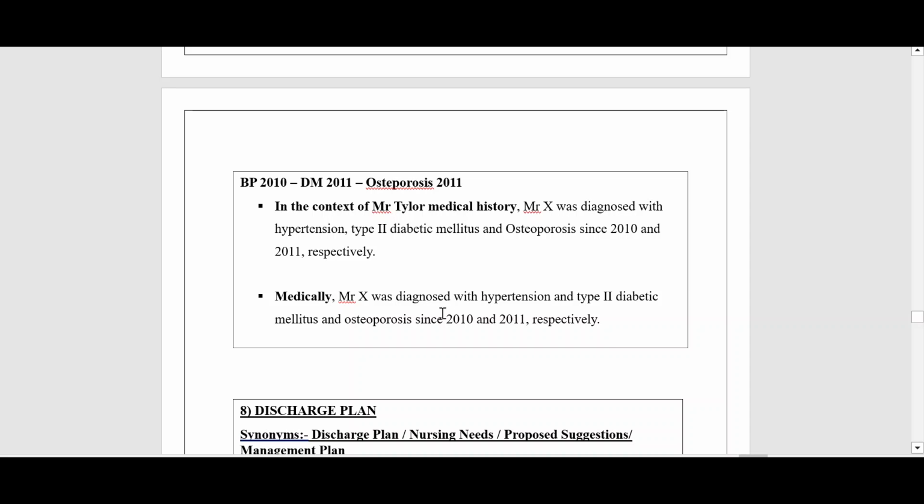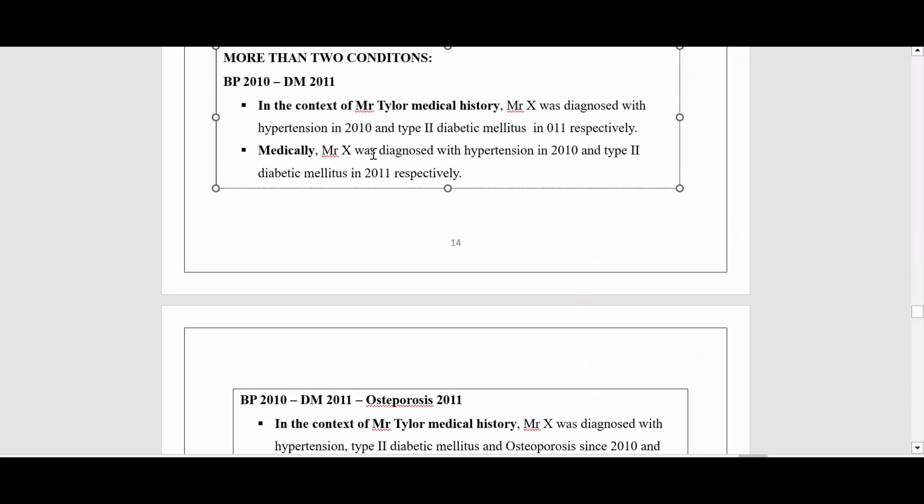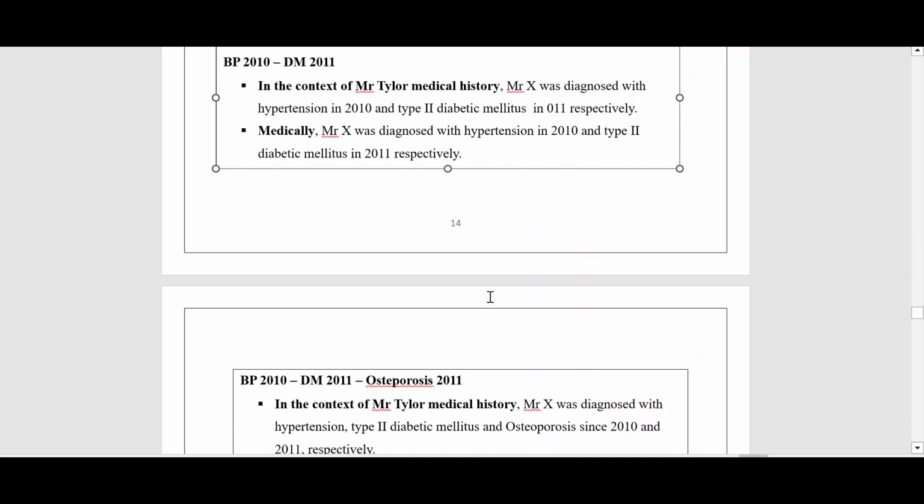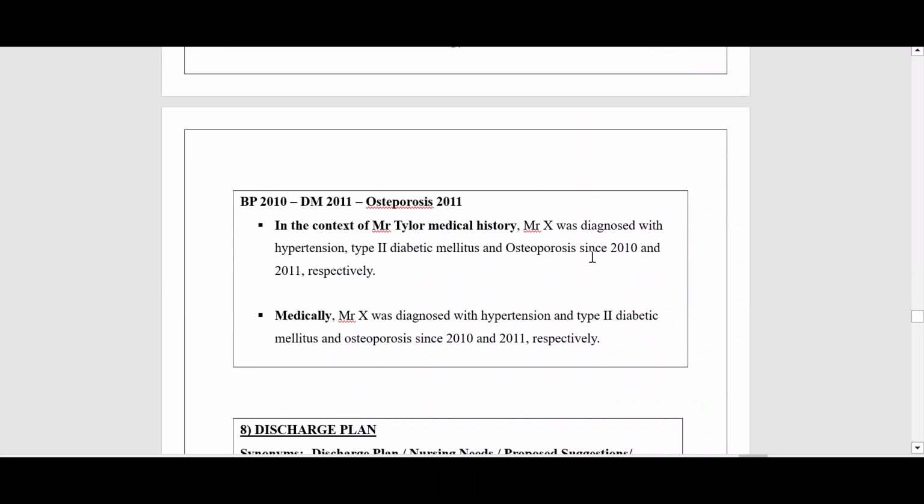Otherwise you can write, as I told you, directly: Mr. X was diagnosed with hypertension, type 2 diabetes mellitus, osteoporosis since 2010 and 2011, and you can put the comma. If only 2 diseases are there, like this, then there is no need to put the comma in front. But whereas if you have 3 disease conditions, even if the respective years are together with the disease, you still need to put the comma in front of respectively, okay.